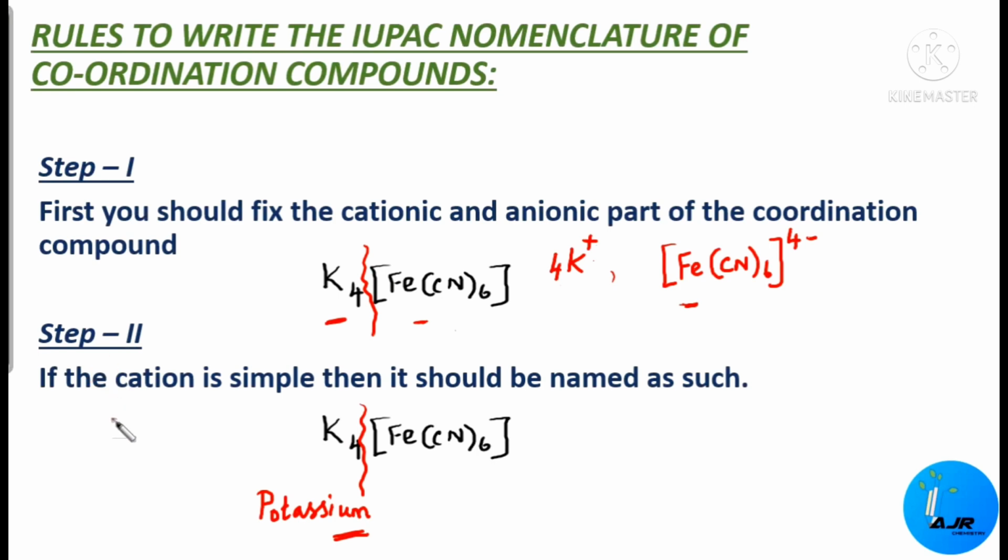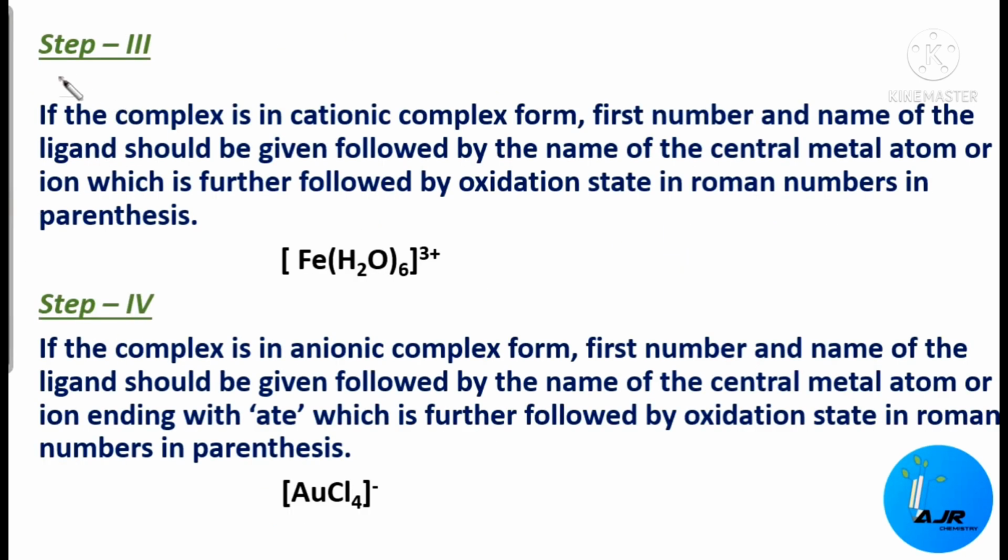Let us see step 3 now. The procedure of naming the central metal ion depends upon the nature of the complex. We have two types of complexes: one is the cationic complex and the next one is the anionic complex. Depending upon the type of the complex, the name of the complex will differ. Let me explain step 3 here.